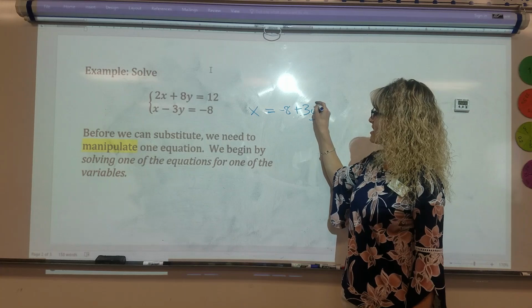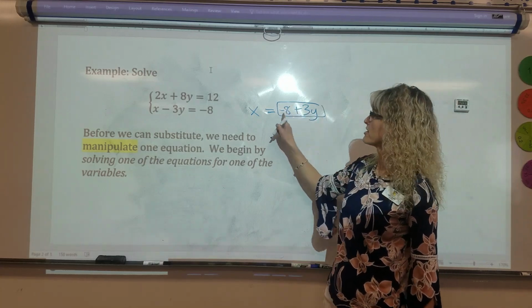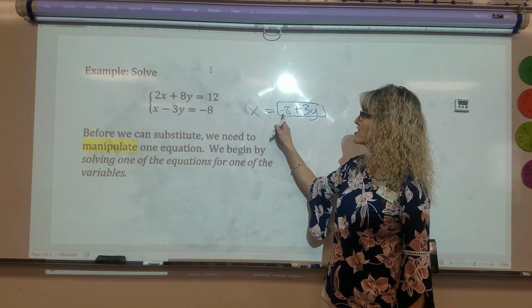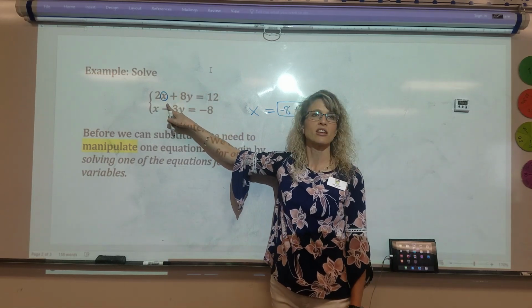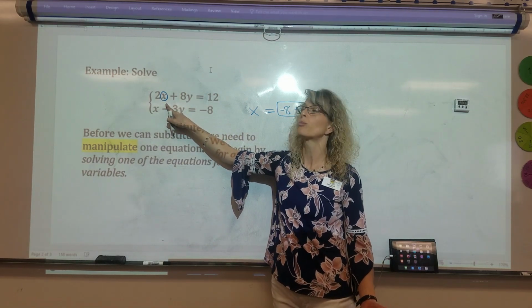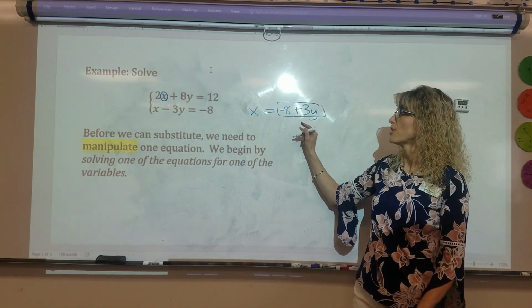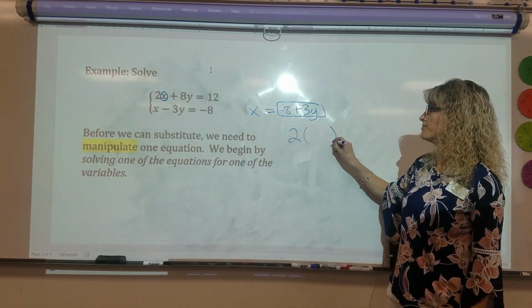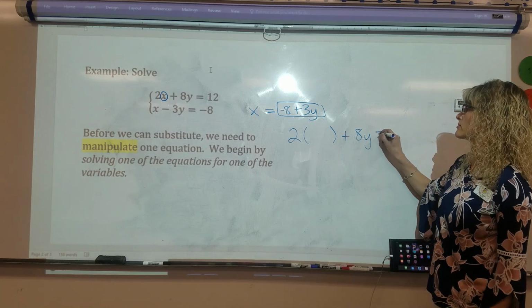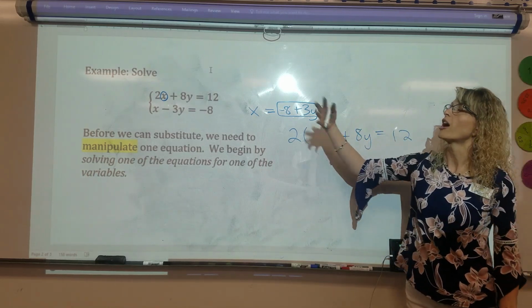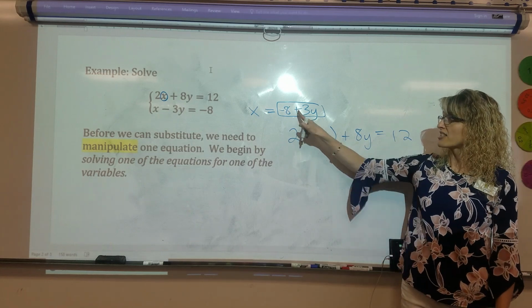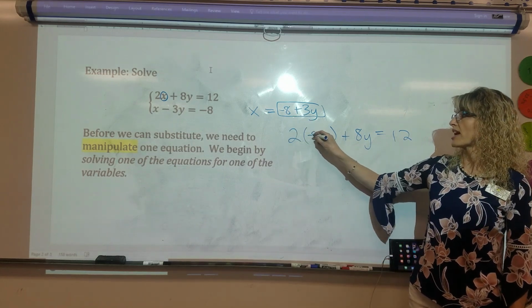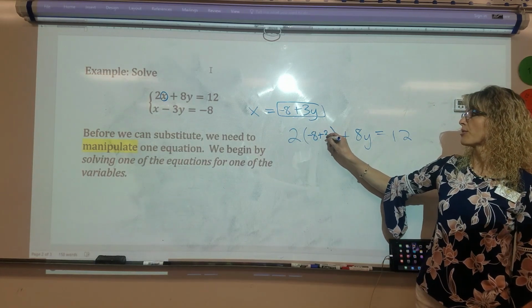So now I've isolated x. Now I need to substitute this into my other equation in for x. So instead of writing an x, I'm going to replace it with what x equals. So rewrite your second equation, or sorry, that's my other equation, but it happened to be listed first. Instead of writing an x, I'm going to write what x equals. So x equals negative 8 plus 3y.